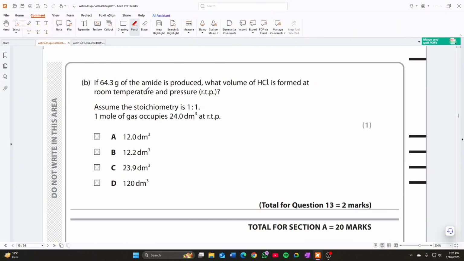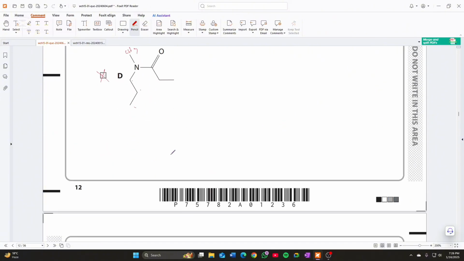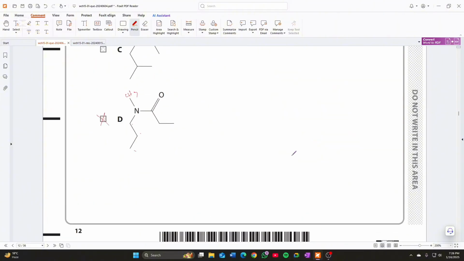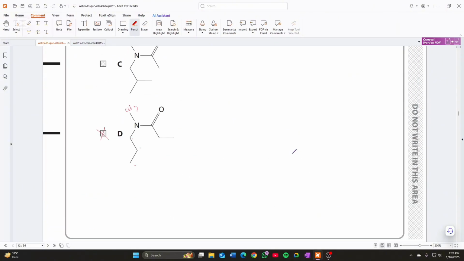If 64.3 grams of amide is produced, what volume of HCl is formed at room temperature and pressure? Okay, so 64.3 grams of amide is produced. So this is the amide, and from this we can find out the moles of this amide. So moles is 64.3 divided by, we need to find out the MR of this amide. So what would the MR be?